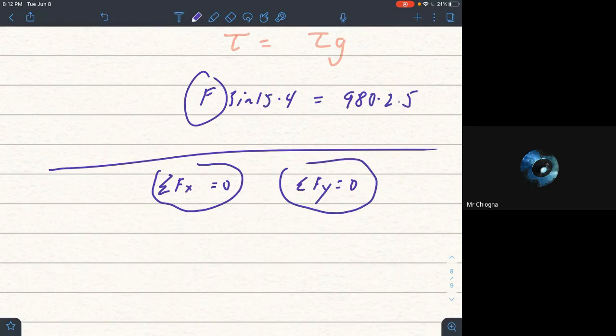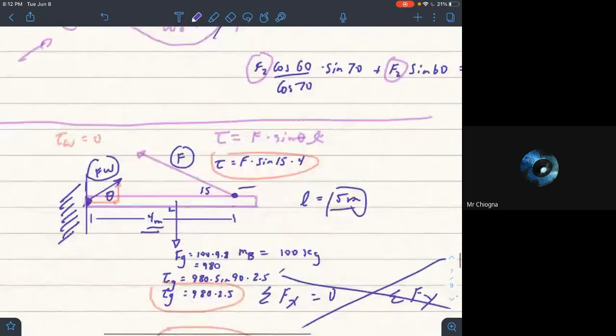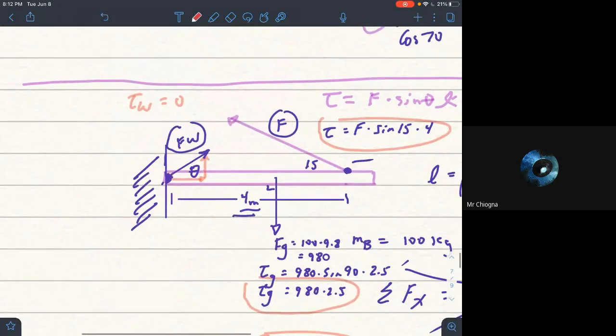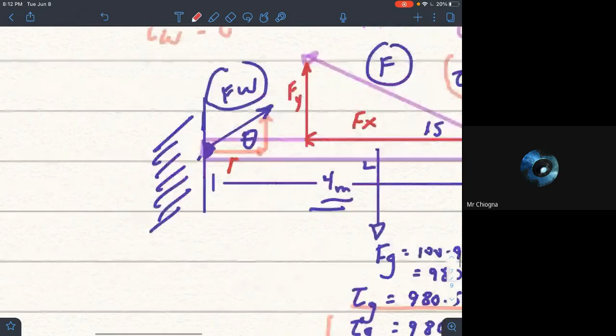Now you balance the forces. What are the forces? Well, let's look at this. Let's draw this out. This F has a component up. That's Fy. It also has a component that's Fx. You find your Fx and Fy. This is F. I have to zoom in here.